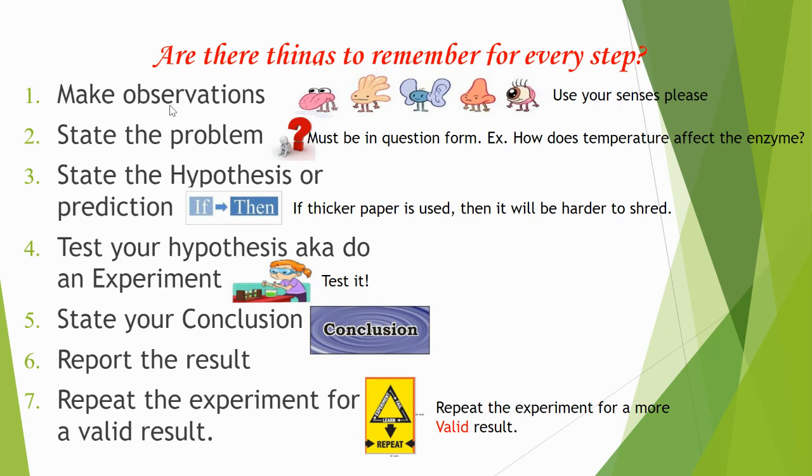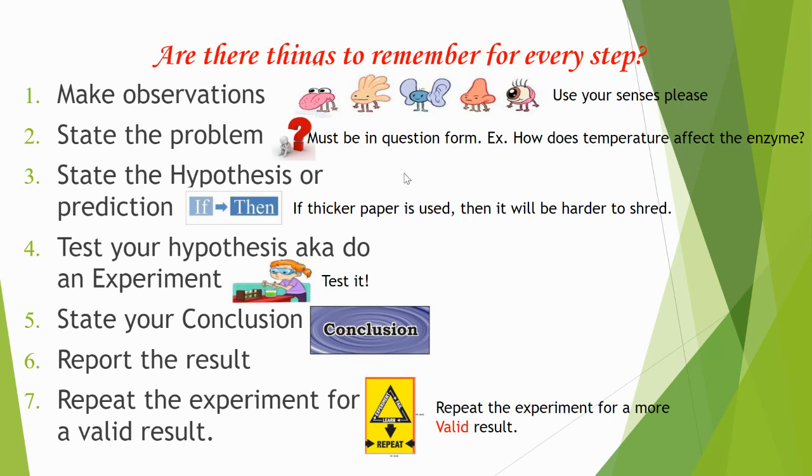Okay, so number one is we all need to make observations. How do we make observations? We use our senses. Okay, we use our sense of taste, smell, hearing, sight, touch. And then the next step would be, so when you're observing, let's say you smell something, right? You smell it and then you sort of say, oh, what's that smell? I wonder what's that smell. So you move on to the second step, which is state the problem. A problem should always be in question form. Remember that, always in question form. For example, how does temperature affect the enzyme?